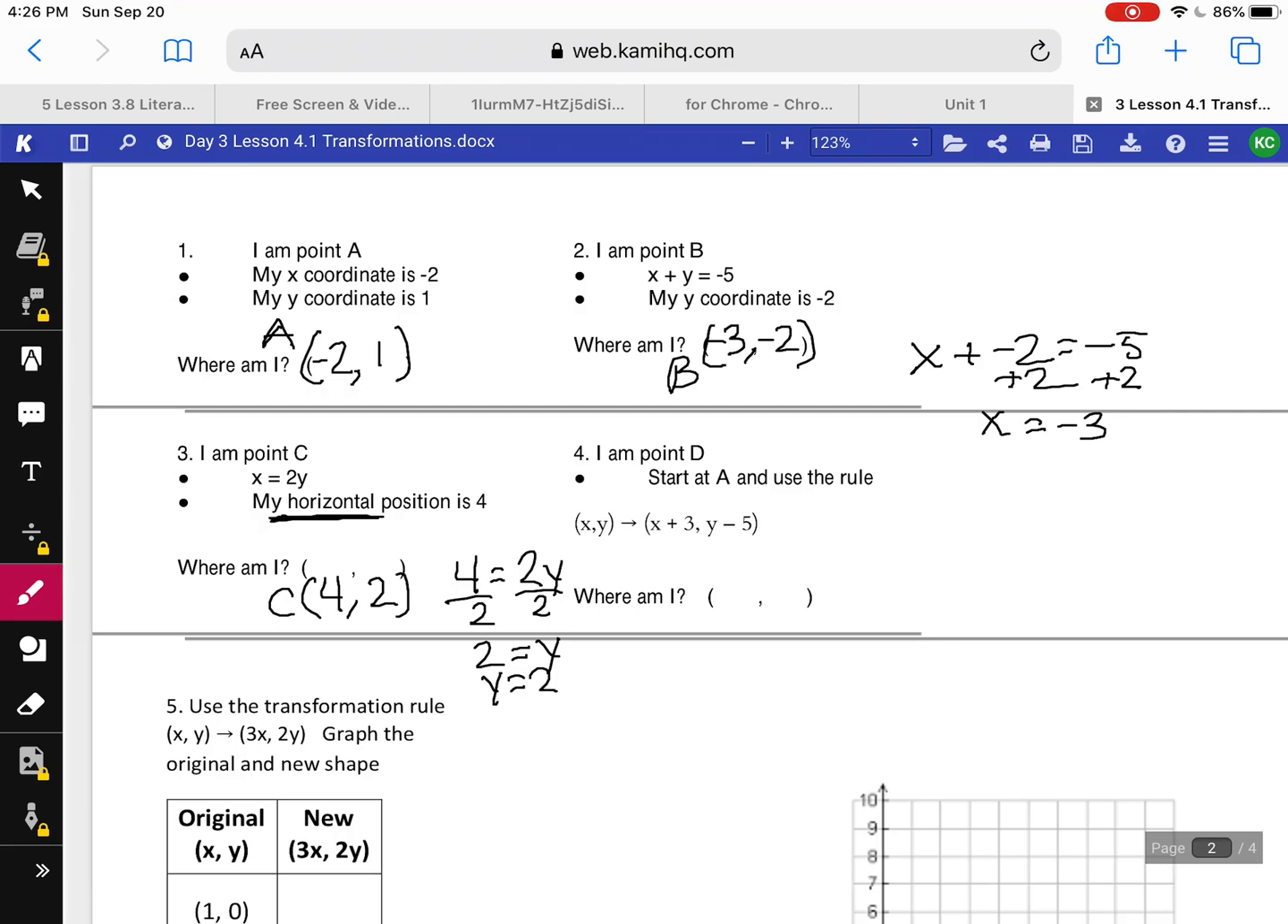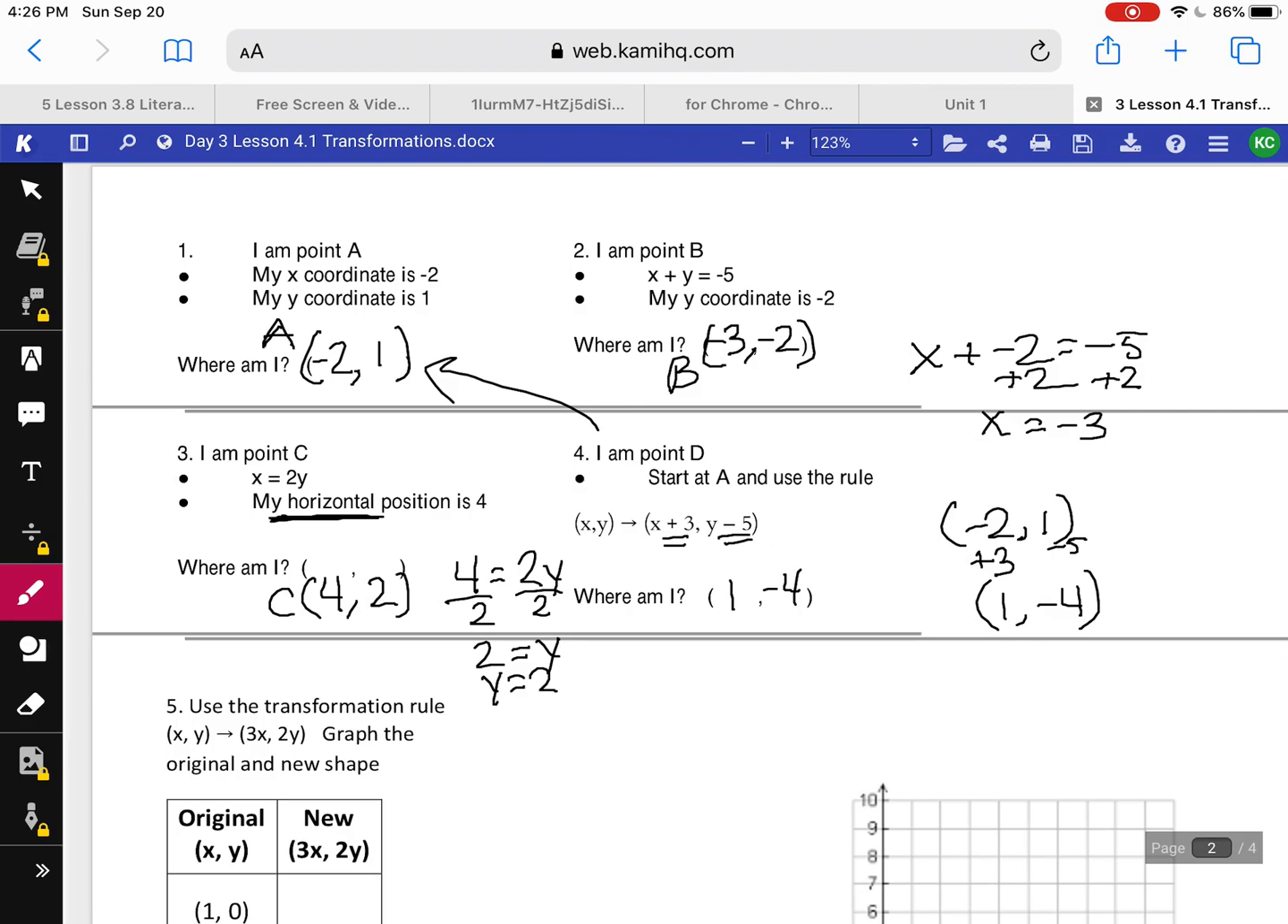Number 4, I am point D. Start with A, okay. Start with -2, 1, and use the rule +3, -5. So I've got a new X value of 1, and for y, 1 minus 5 is -4.